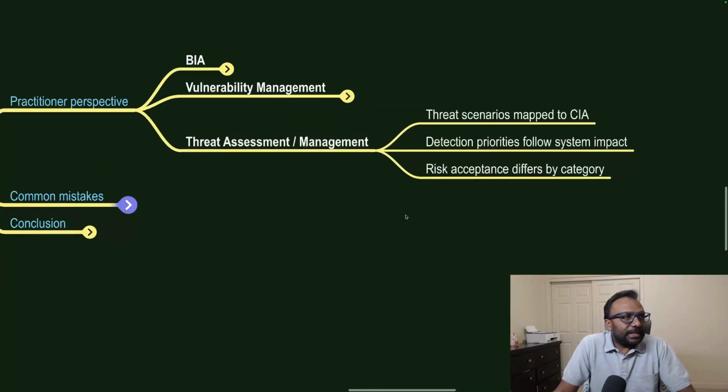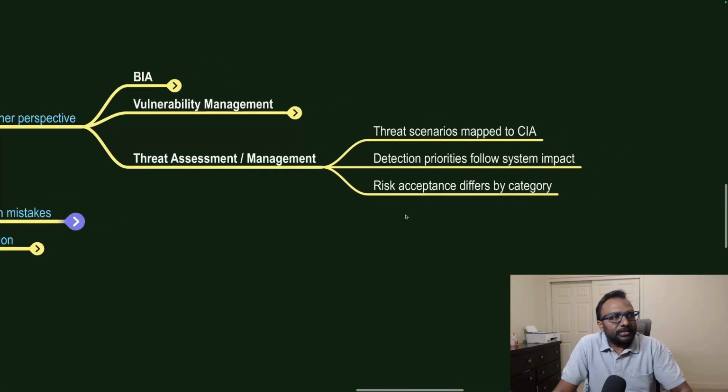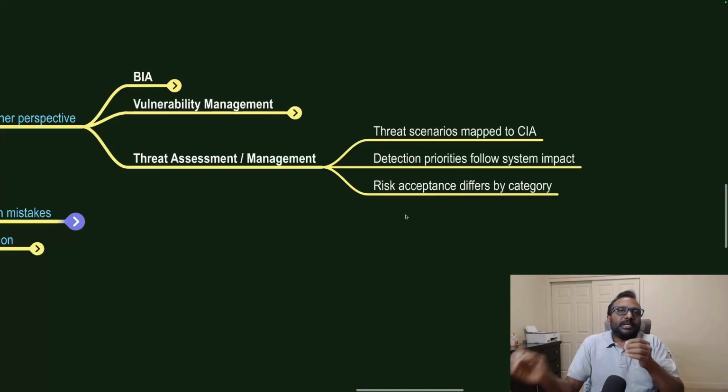When it comes to threat assessment and threat management, threat scenarios are mapped to CIA. First, the information system is mapped with confidentiality, integrity and availability. Further to that, we map it with the impact levels: high, moderate or low. Then detection priorities. This system is high.